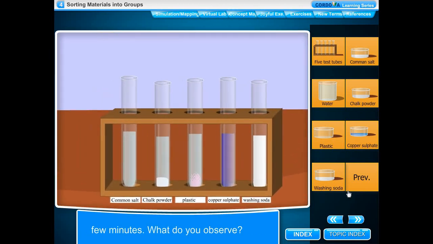What do you observe? Observation. You observe that the common salt, copper sulfate crystals and washing soda dissolve in water, whereas chalk powder and plastic do not dissolve in water.